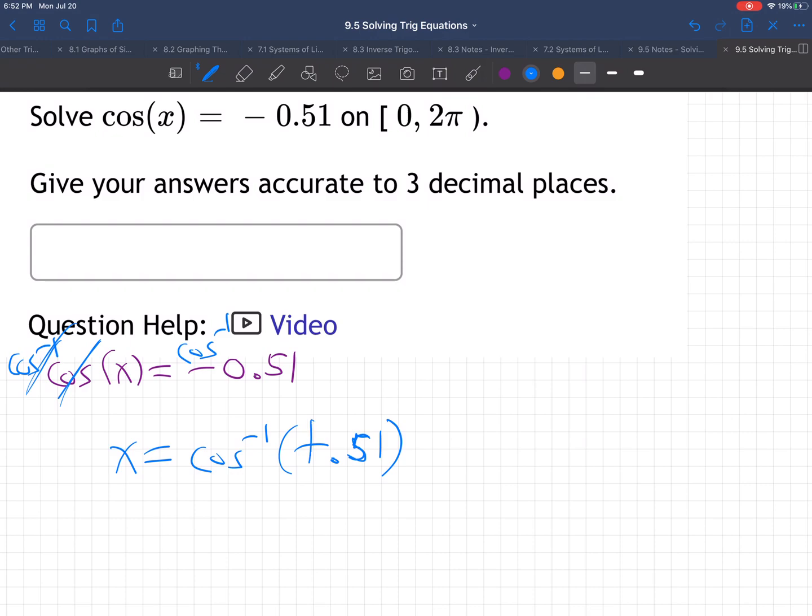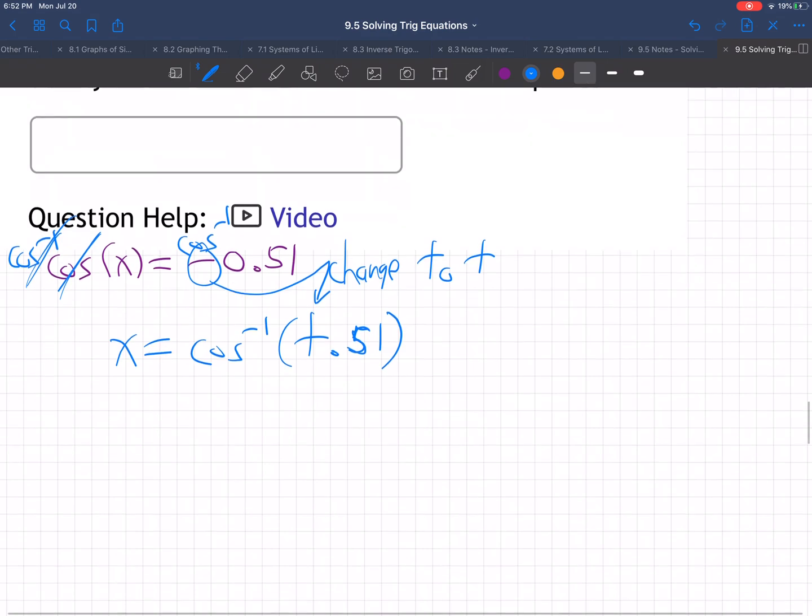Change to positive. There we go. All right. So now hit the buttons on the calculator. That's what I'm going to do. Oh, make sure you're in radian mode. This is all radians. No degrees for any of this. Unless otherwise stated, everything's radians.